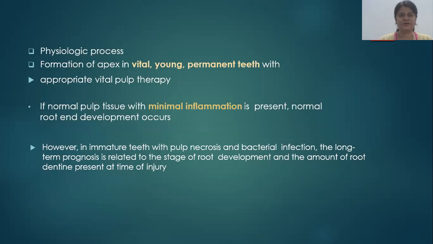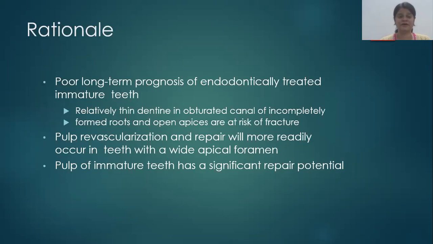So apexogenesis is actually a physiologic procedure. Formation of the apex occurs in a vital young permanent tooth with appropriate vital pulp therapy. If normal pulp tissue with minimal inflammation is present, normal root end development ensues or can be expected. However, in immature teeth with pulp necrosis and bacterial infection, long-term prognosis is related to the stage of the root development and the amount of dentin present at the time of injury. What is the rationale behind this procedure?